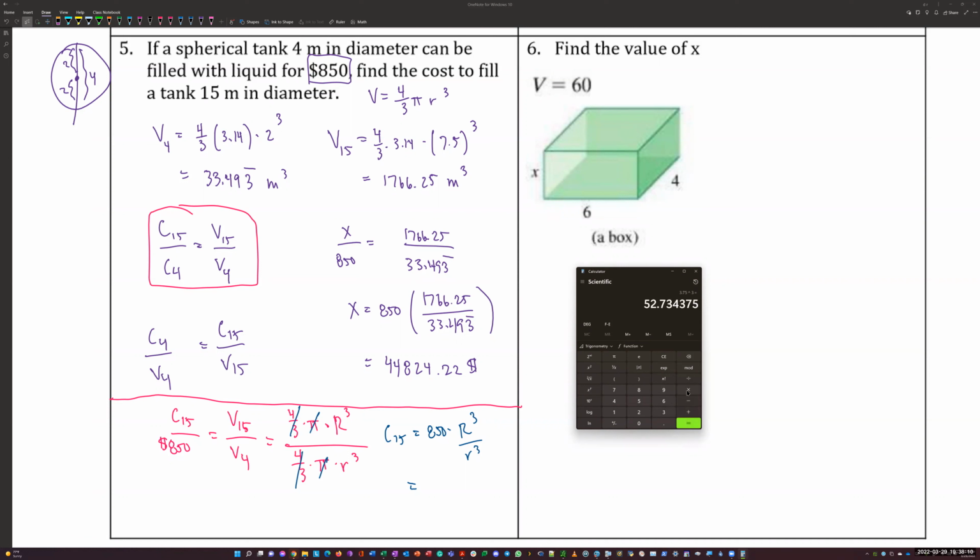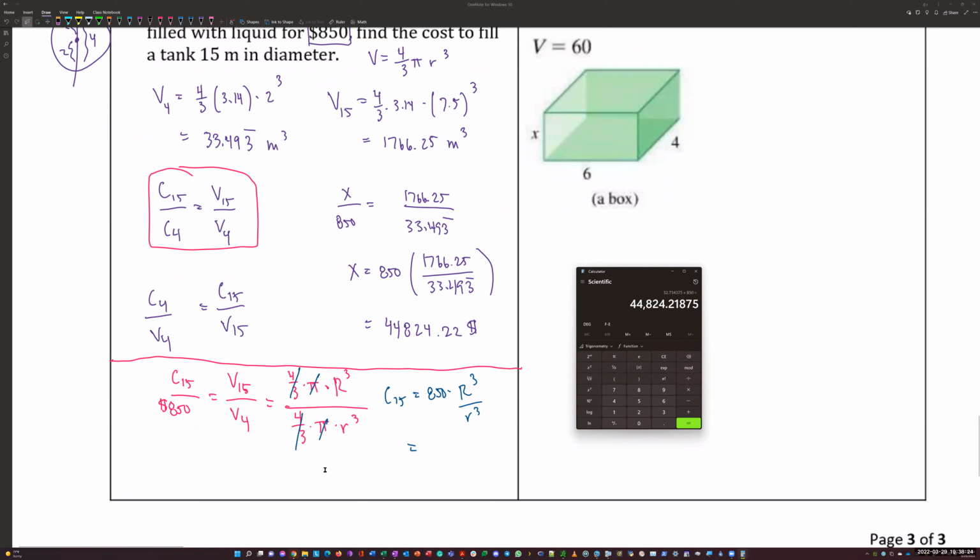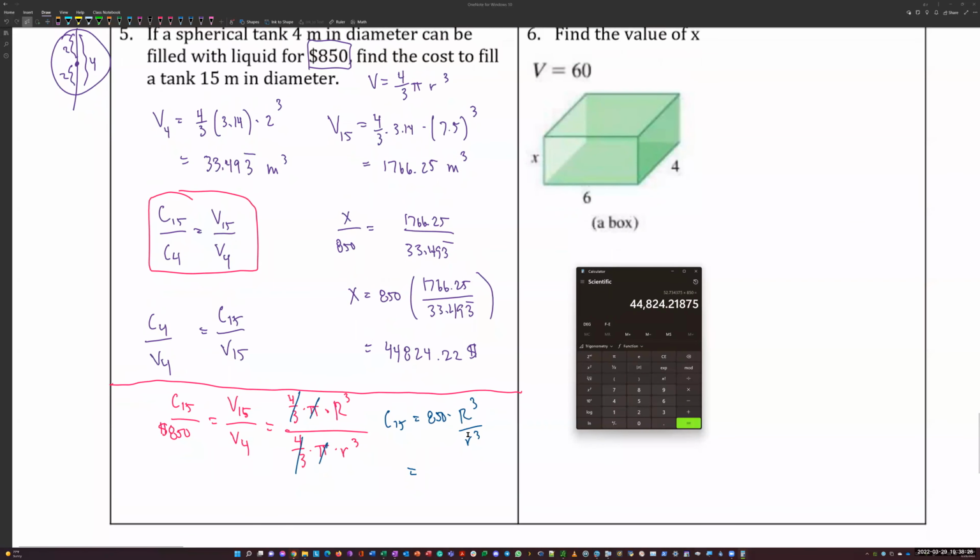And then we multiply this by 850. And it gives us the exact same answer. Does that make sense? Now, one way you could remember this without actually doing it is just to remember that this has to be a ratio of the two radii. But it's cubed because it's volume.